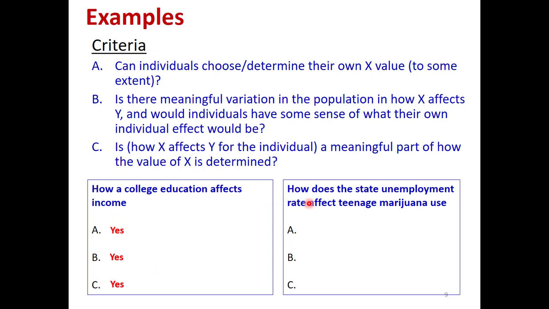Okay, next problem. How does the state unemployment rate affect teenage marijuana use? And so the first question would be, can individuals choose or determine their own X value to some extent? Okay, no, probably not. Teenagers are just basically given their unemployment rate. Even if people could move to a state with lower unemployment rates, it's probably not a meaningful reason why some people have high versus low unemployment rates. So I would say the answer to that is no. It stops right there. There would not be any self-selection bias for this issue of, does the state unemployment rate affect teenage marijuana use?